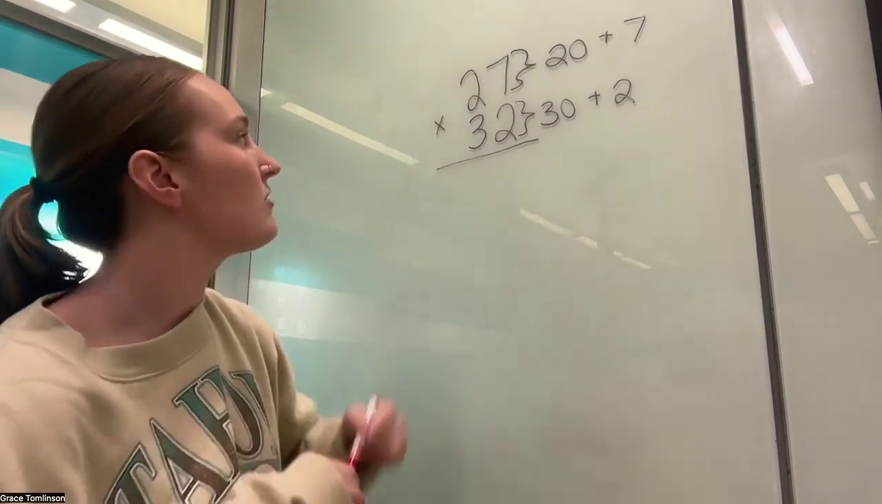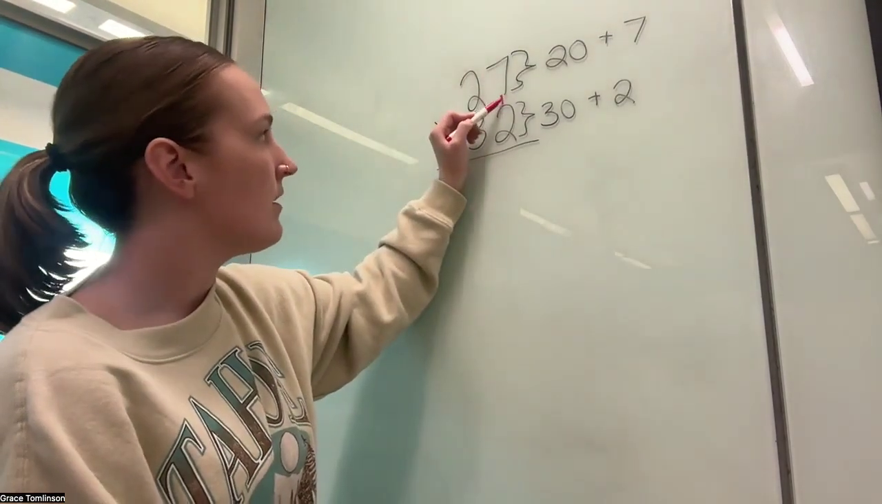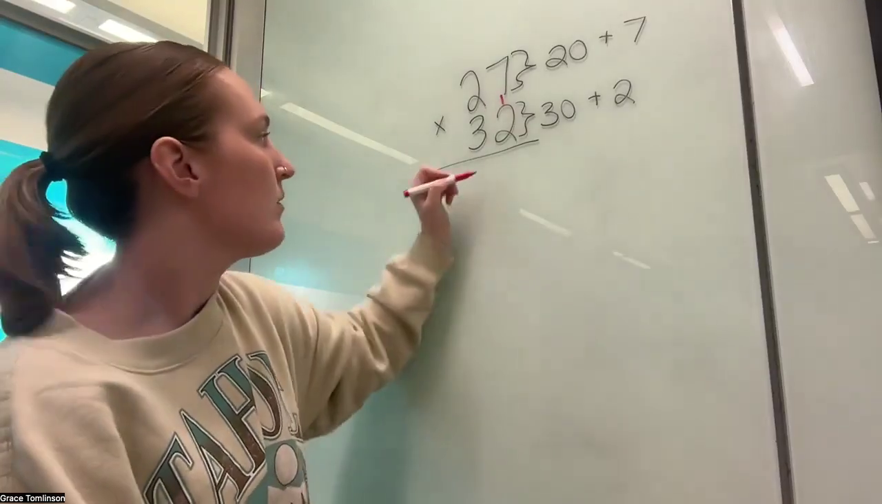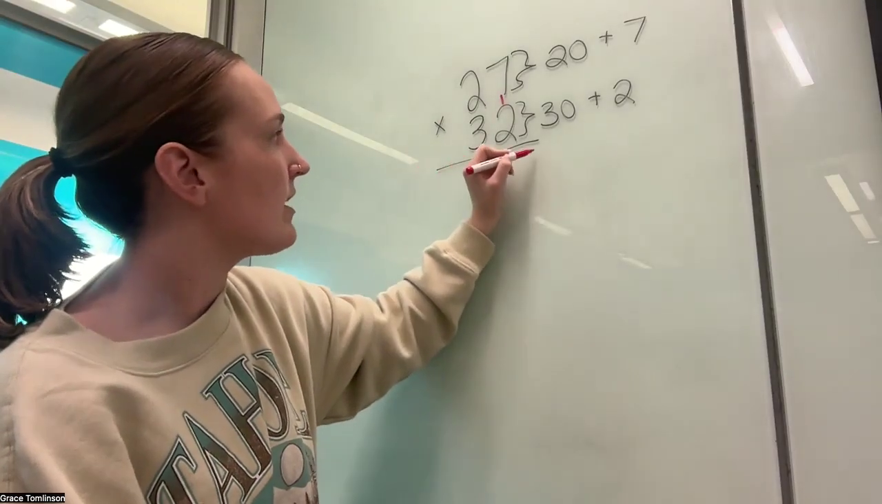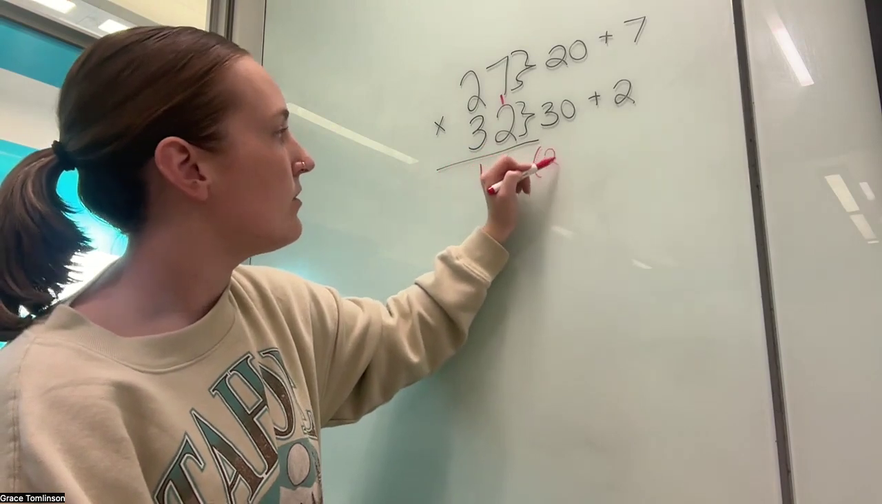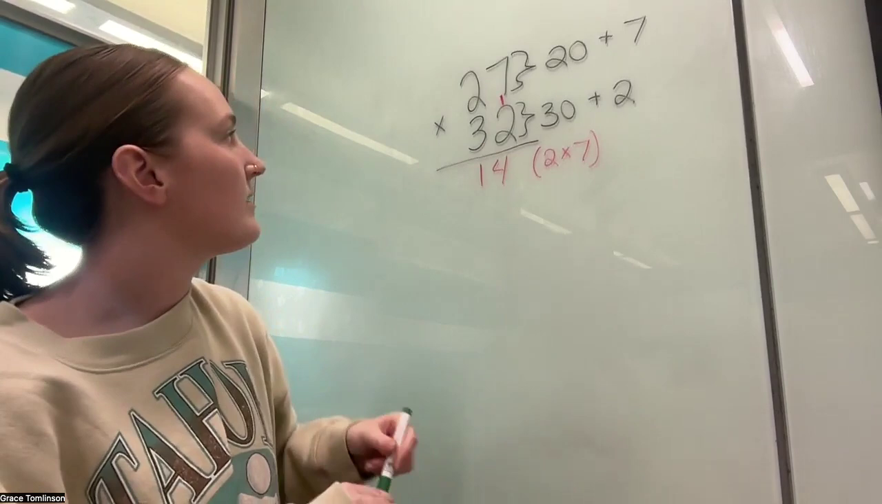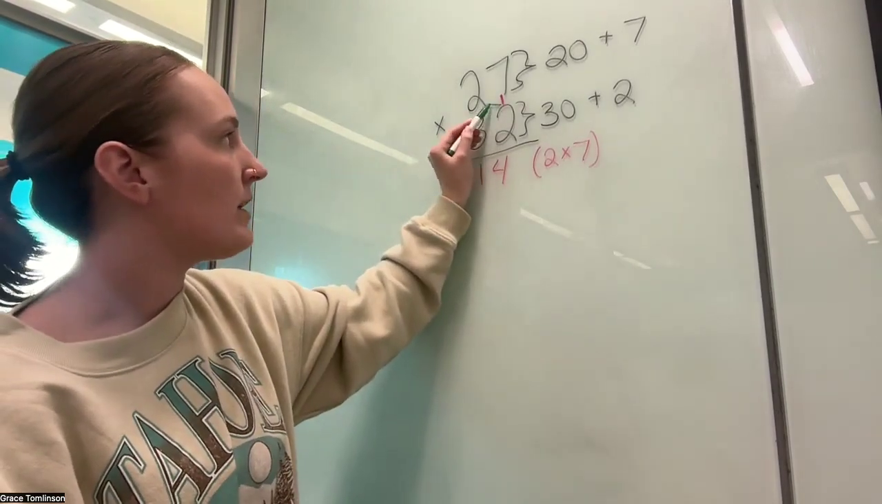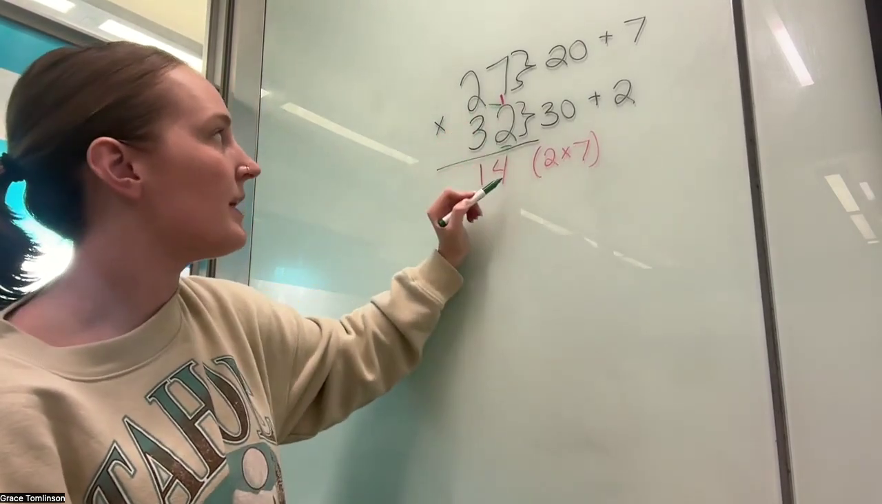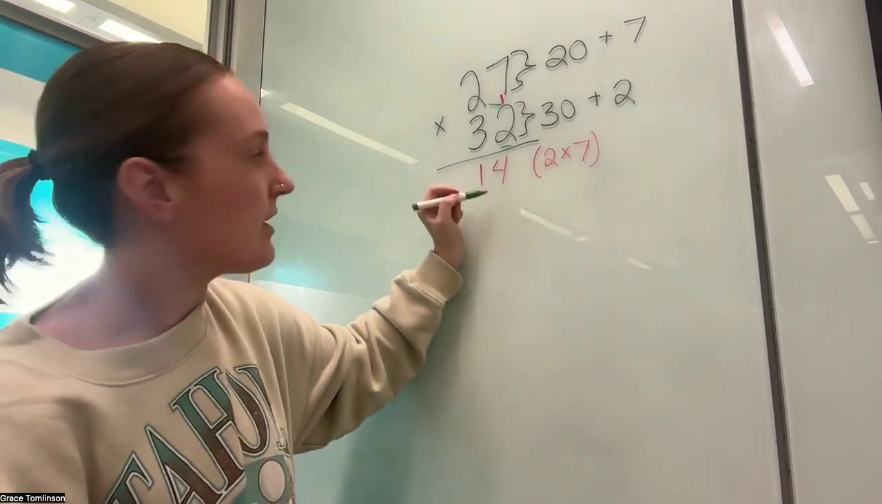So for this, we can start with 2 times 7, which would be 14. So here we did 2 times 7. We could next do our 2 times 20, because we're still starting in that ones place. 2 times 20 is 40.